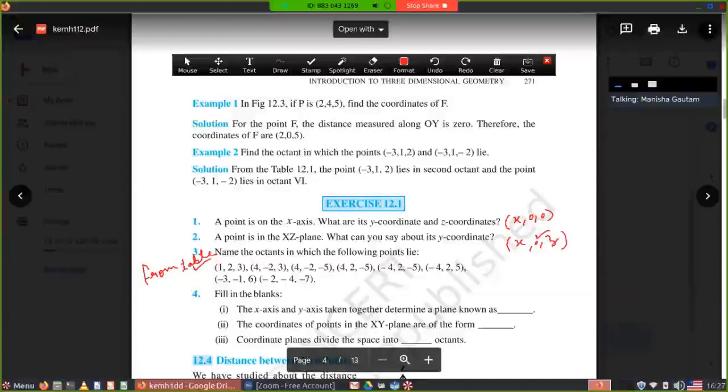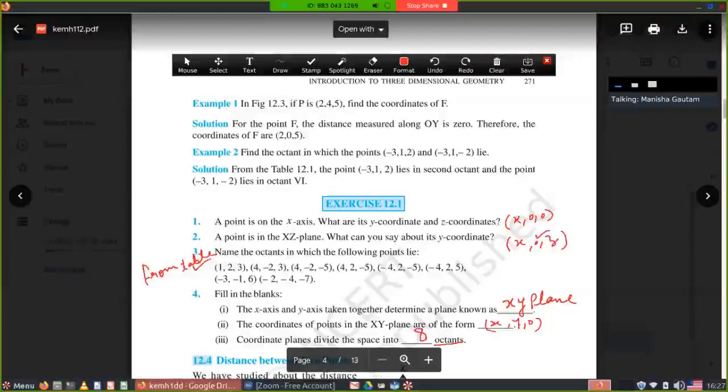Fill in the blanks. The x-axis and y-axis taken together determine a plane known as the xy plane. If two axes together make a plane, that plane is known by their names. The coordinates of a point in the xy plane are of the form x, y, but z will be equal to 0. Coordinate planes divide the space into how many octants? Octant means 8. Okay, this is the oral exercise.